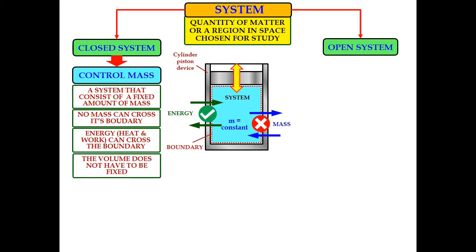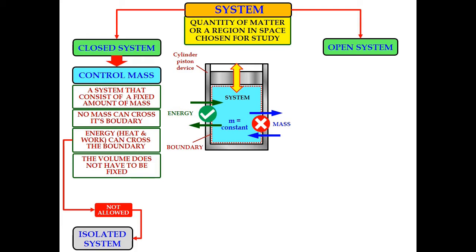The volume of the closed system does not have to be fixed. For example, if the piston moves upward or downward, the volume will change. However, we still consider it a closed system because the main criterion is no mass transfer in or out across the boundary. For a closed system in which we do not allow any energy transfer in terms of heat and also work, we call the system an isolated system.